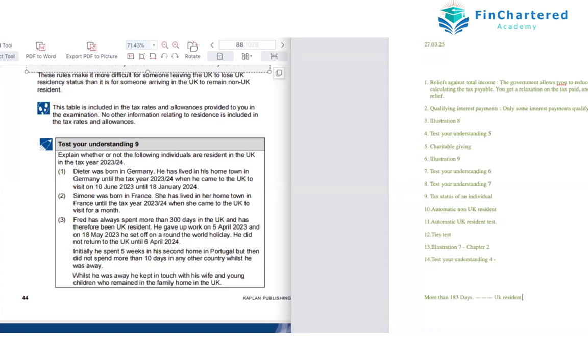Simon was born in France. She has lived in her hometown in France until the tax year 2023-24 when she came to the UK to visit for 1 month. So she is staying in the UK for less than 46 days and has not been a UK resident for the past 3 years. So automatically she is not a UK resident. So Simon will not be a UK resident. So automatic test, Simon has stayed in UK for only 1 month and has not been a resident for the past 3 years. So she ticks the not UK resident test.